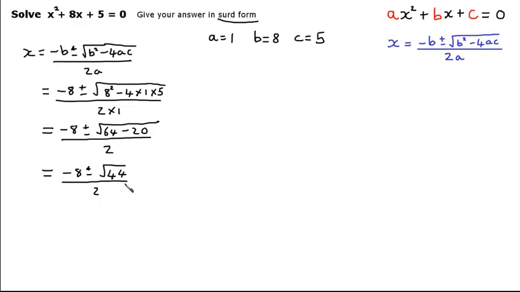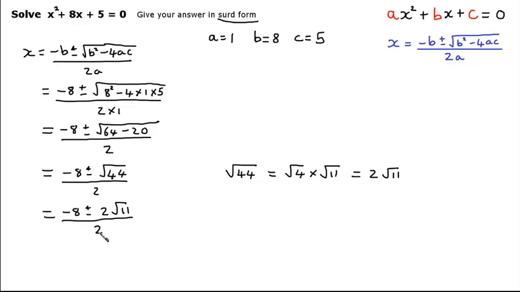Now if you can't remember how to do that, you need to look up how to work with simplifying surds. I'm going to tell you that square root of 44 is the same as the square root of 4 multiplied by the square root of 11. And square root of 4, well, that's a square number, that's 2, so that's going to be the same as 2 times root 11. So in our formula here, we've got minus 8 plus or minus 2 times square root of 11, all divided by 2. We're almost finished.